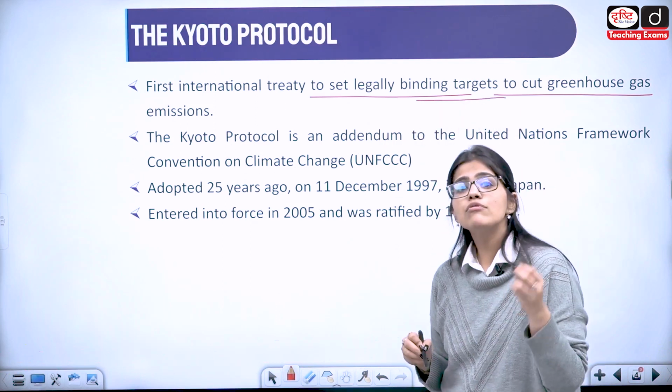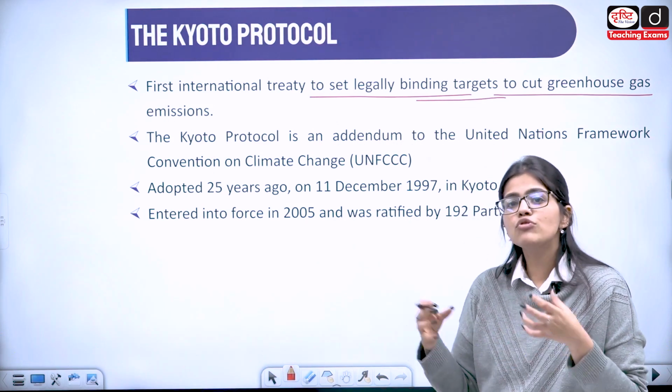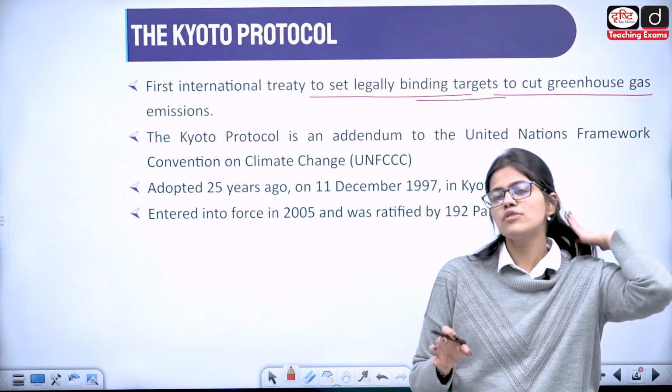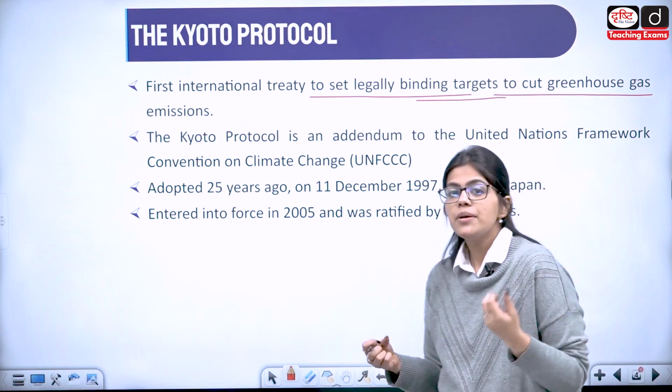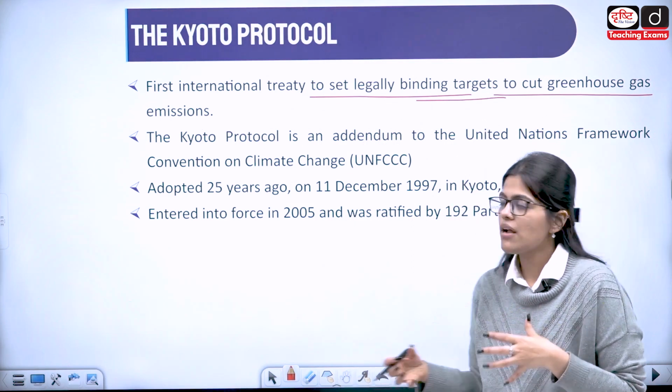Legally binding means that if you do not fulfill it, you will be penalized. Non-legally binding means if you do not follow it, that is also okay, you are not penalized for that. But if it is legally binding, then you are penalized if you do not fulfill the targets.